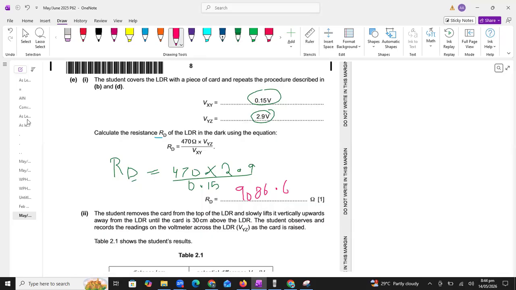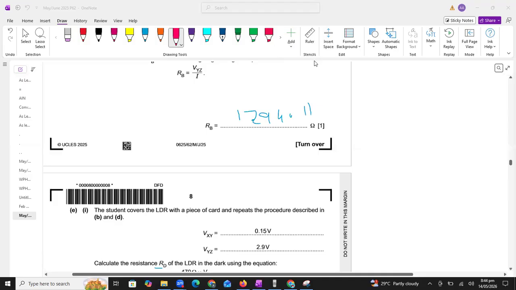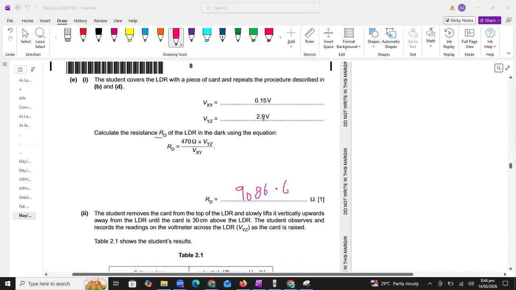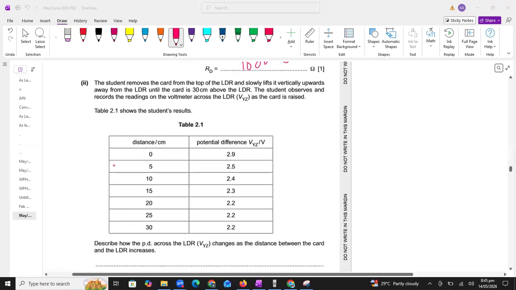Let me clear the screen, students. You can see that the previous resistance was 1294 ohm, which was very low. And now the new resistance value, when the LDR is covered in the dark, is 9086.6 ohm, so you can see the LDR resistance has increased. Now in part 3, they are saying the student removes the card from the top of the LDR and slowly lifts it vertically upward away from the LDR. The student moves the card slowly in the upward direction until the card is 30 centimeter above the LDR.